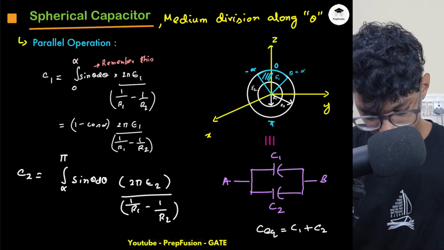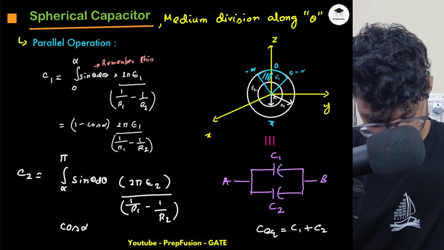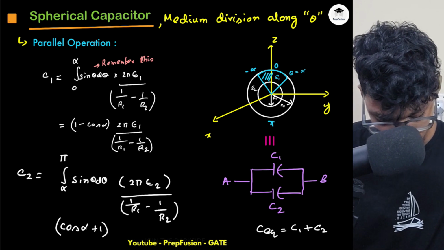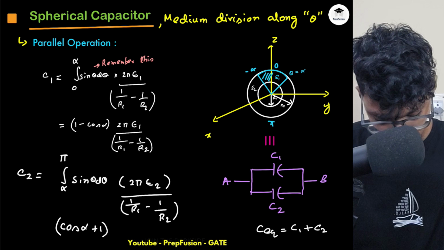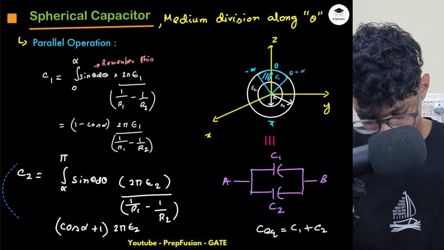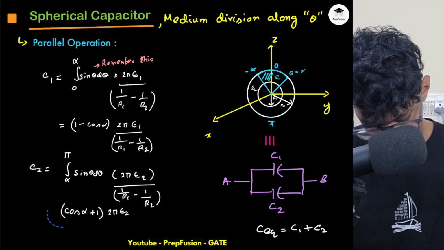So this becomes cos alpha minus 1, cos alpha plus 1 into 2 pi epsilon 2, and the same thing only. So this will be the same, just reduce the size.